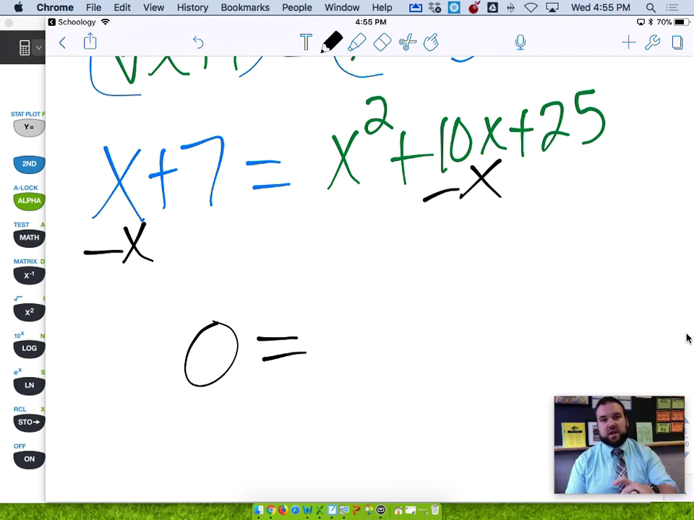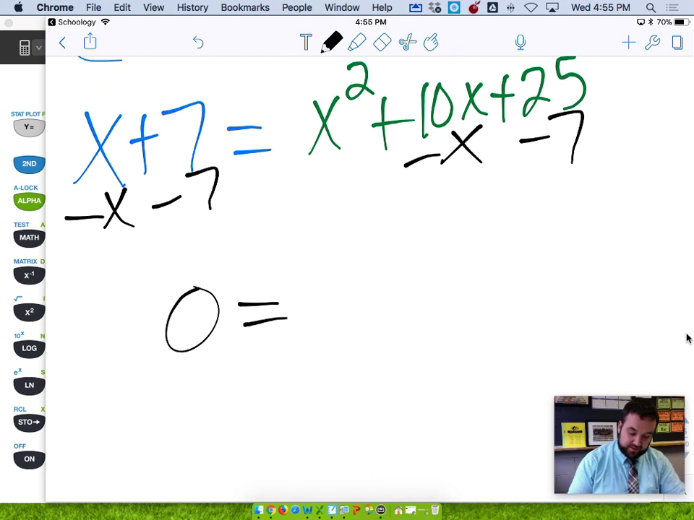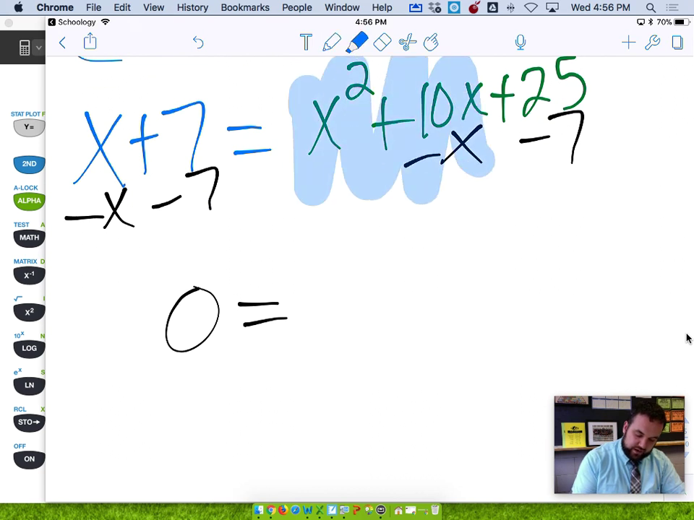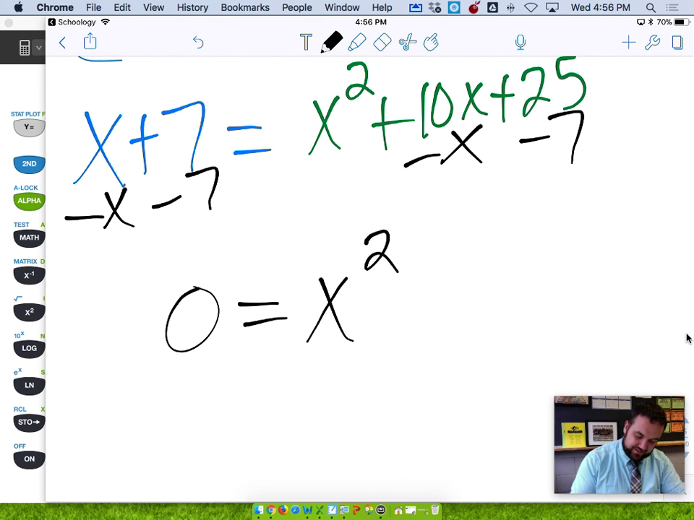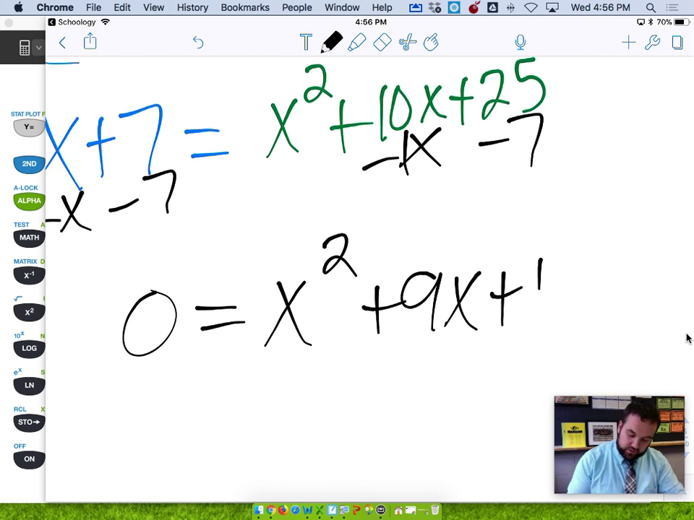Notice that I'm subtracting x from the 10x because they're both the same power. And then I'm going to minus 7 from both sides here. Again, subtracting 7 from the 25 because they are like terms. Then I'm going to go ahead and just look to simplify this thing. That's going to give me x to the second plus 9x, because remember this is 10x minus 1x. So 10 minus 1 is 9. And then 25 minus 7 is 18.